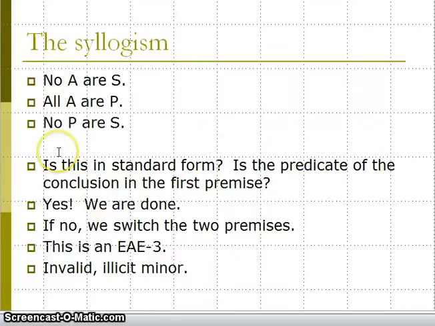Okay, so we're done with that. If we're done, we leave it. If we're not, we would switch the two premises. So if the S were actually in the minor premise here, we would just switch these two. But it's okay now, so we're going to leave it. We look at this and say this is an EAE statement. And we know that it's figure 3 because it deals with the middle term, and the middle term is in the subject position in both premises, so we know that's figure 3.